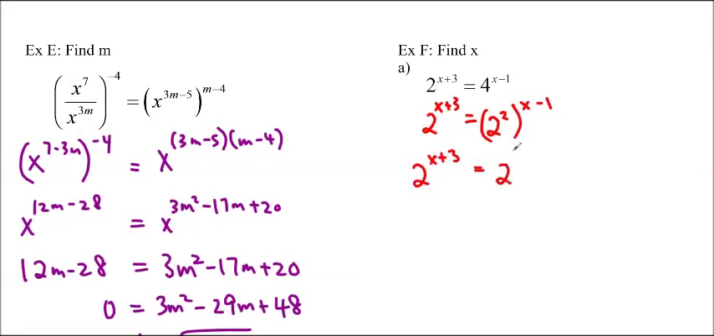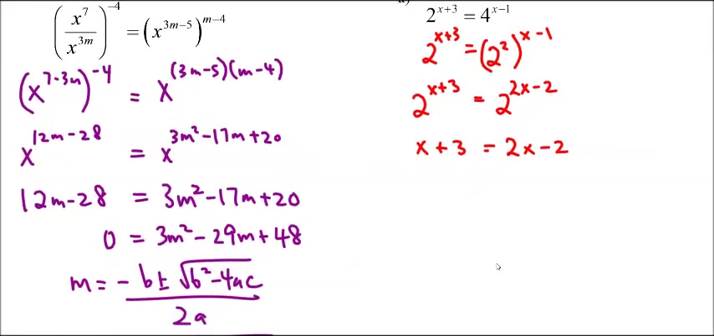And you shouldn't skip this step because it's not necessarily obvious to everyone. Now that we have the same base, we can let them be equal. And then solve it. It's just a regular linear algebraic equation. So move one side over and we get 5 equals x, like that, and that's our answer. Okay?